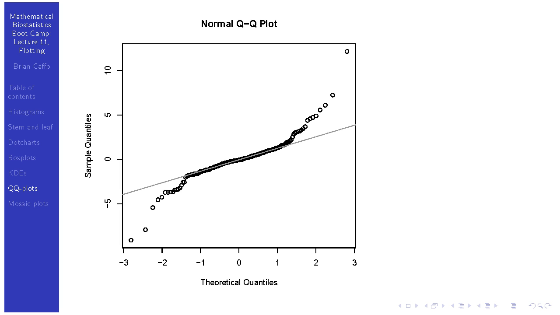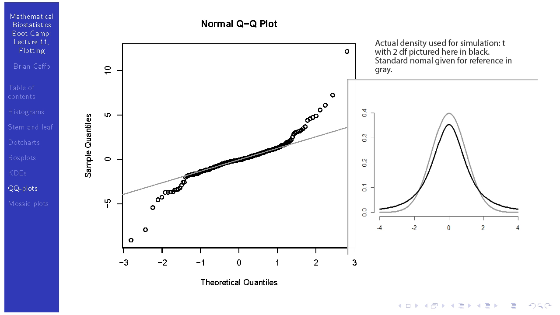And in this plot, it's basically saying that at the high end, your sample quantiles are too large, and at the low end, your sample quantiles are too small, too negative. So in this case, it means that your data is heavier tailed than a standard normal. It has excessively large upper quantiles and excessively small negative lower quantiles.